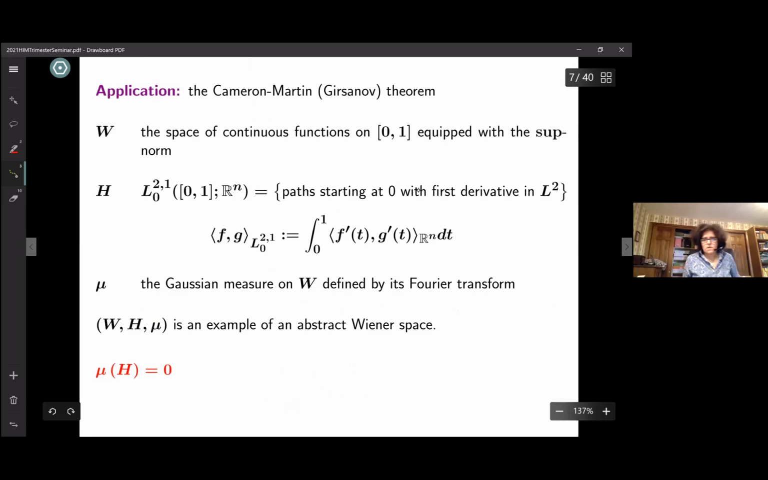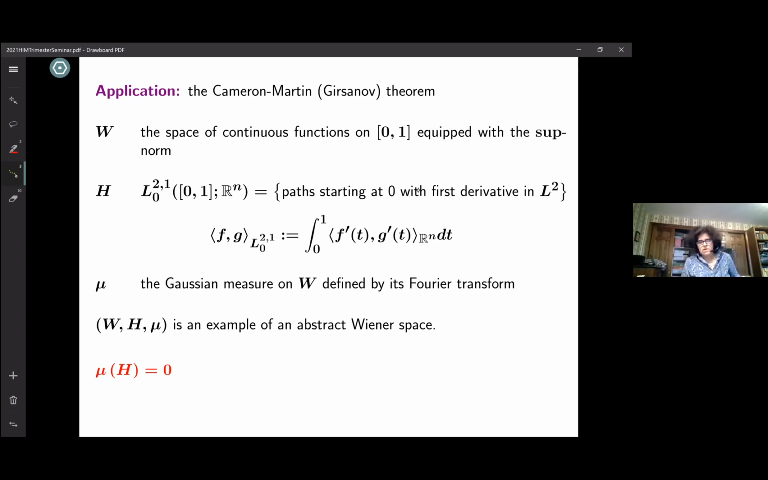Okay. So here's your classical application for this, which is the Cameron-Martin or Girsanov theorem. So we start with an abstract, well, in this case, classical Wiener space, the space of continuous functions on [0,1]. With the sup norm, you have your Cameron-Martin subspace H, a Hilbert space, densely embedded into W, so it has a different norm there. You take the Gaussian measure on W, which you can define by its Fourier transform. And so you have this triple, which is an example of an abstract Wiener space. It's a triple of a Banach space W, the Cameron-Martin Hilbert space H densely embedded into W, and the Gaussian measure mu.